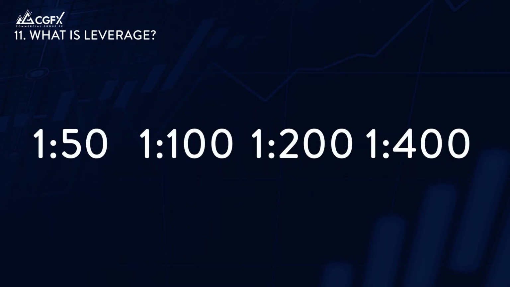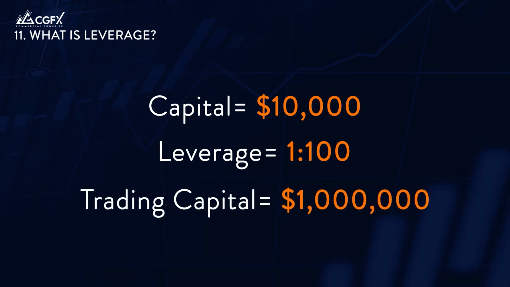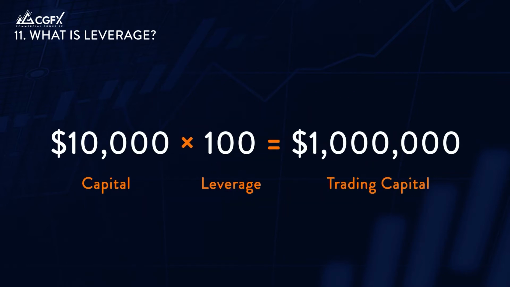But what do these numbers stand for? Let's assume that you have $10,000 capital in your account and that you are trading with a 1 to 100 leverage. This means that your trading capital is $1 million. The trading capital is calculated by multiplying the capital by the leverage.